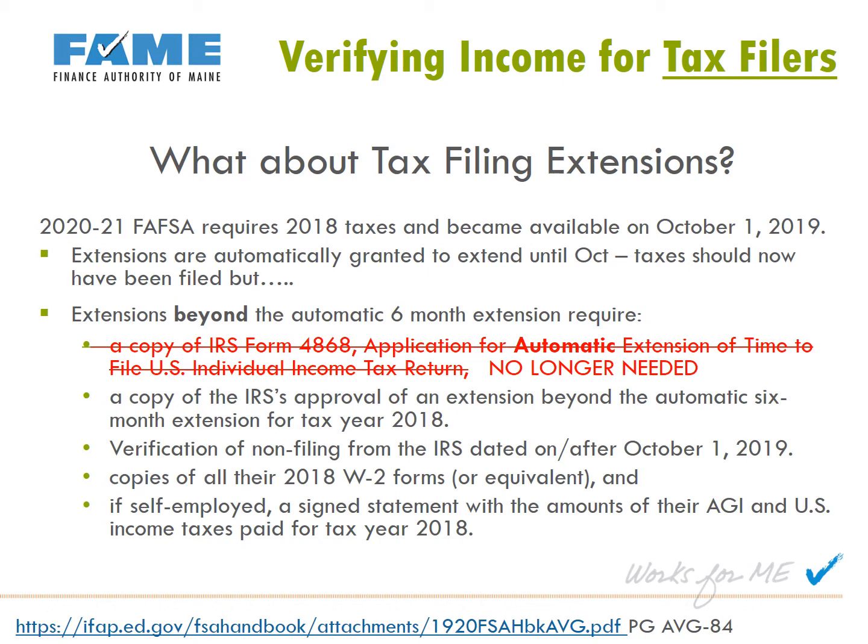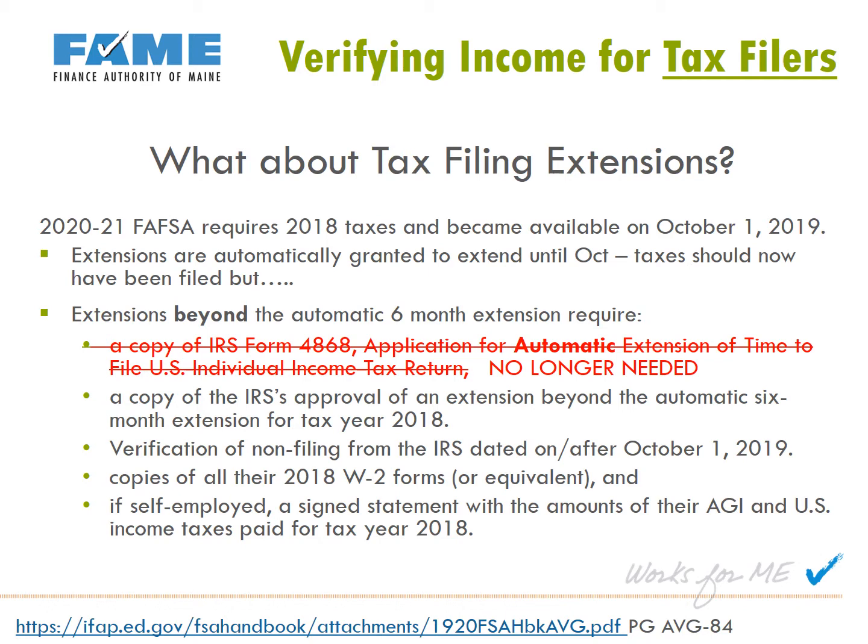Well, normally it's not really an issue because, let's look at the 2020-21 FAFSA. It opened October 1st, 2019, and that FAFSA requires 2018 taxes. If someone couldn't get their taxes done by April 15th, 2019, they had 6 months extra, which would run out in October. So many people got those taxes done, and it's not really an issue. However, some people still need more time after that 6 months.